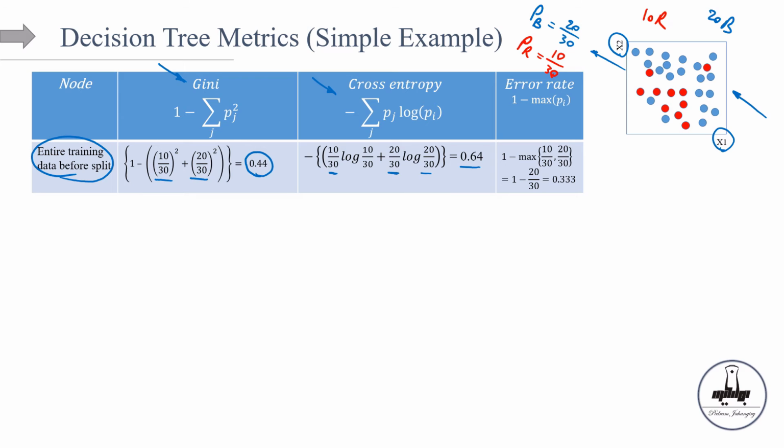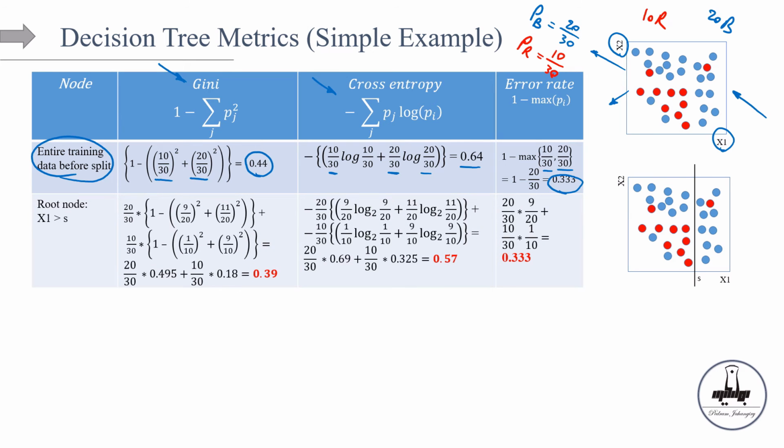And finally, the error rate is 1 minus the max of the probabilities. So 1 minus the maximum of 10/30 and 20/30. So we get 0.33. I think we don't need to think too complicatedly about this error rate. Look at that. If you're classifying the class to be, I don't know, blue, what is the error rate? It's going to be 1/3. Okay. All right. Now let's make a split.